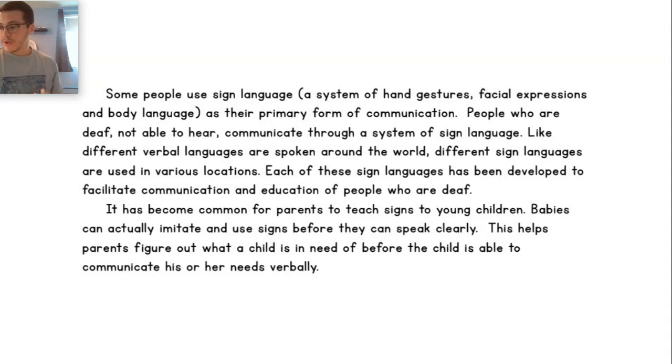So true or false, some parents decide to teach their babies to use sign language. That is true because the article says it has become common for parents to teach signs to young children, and that babies can imitate and use signs before they can speak clearly. So that answer is true, because parents decide to teach their young children or babies sign language because babies can imitate and use signs before they can speak clearly.